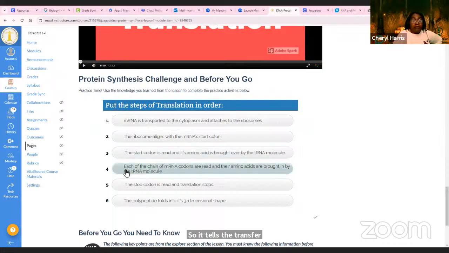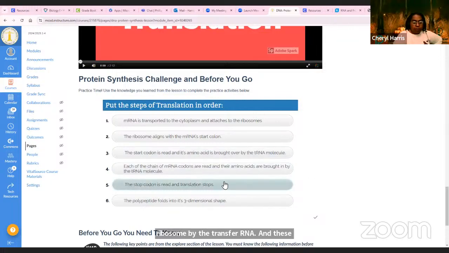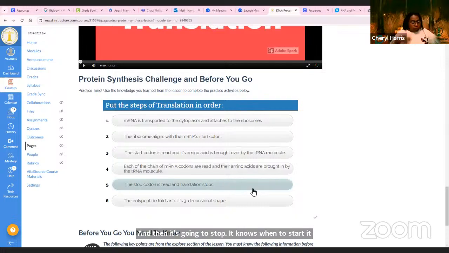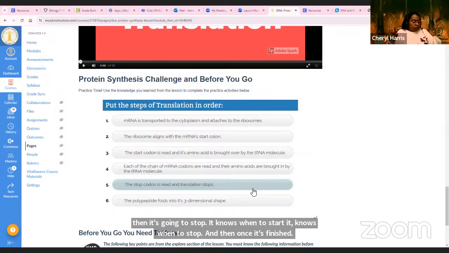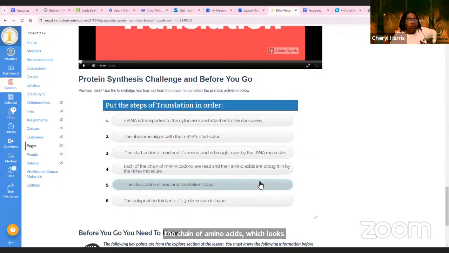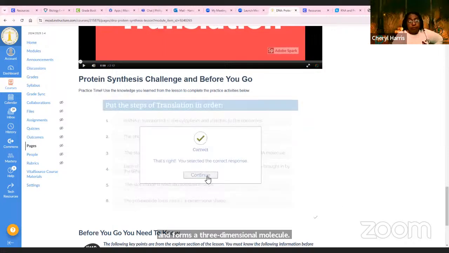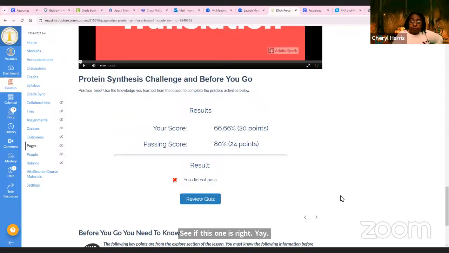All right. As it goes through and reads the codon, each of the amino acids are brought to the ribosome by the transfer RNA. And these two are the ones I'm not sure. And then it's going to stop. It knows when to start. It knows when to stop. And then once it's finished, the chain of amino acids, which looks like a straight chain, then curls up and forms a three-dimensional molecule. See if this one is right. Yay. All right, so that one is correct.